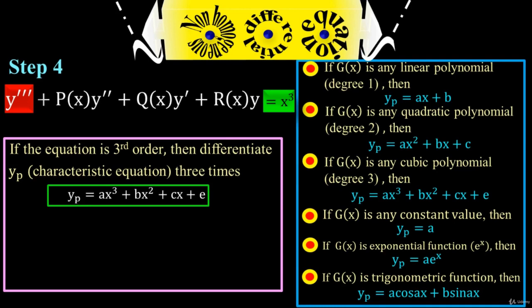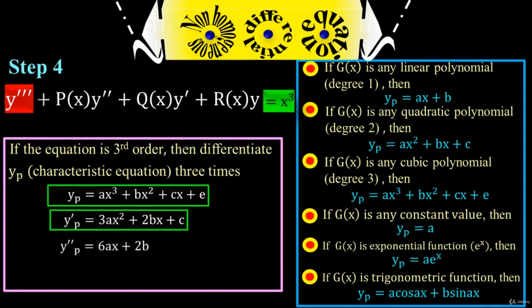Differentiate y sub p to have y sub p prime equals 3ax squared plus 2bx plus c. Now differentiate y sub p prime to have y sub p double prime equals 6ax plus 2b. Differentiate y sub p double prime, which equals y sub p triple prime equals 6a. And I need to stop here because the maximum derivative term is the third derivative term.